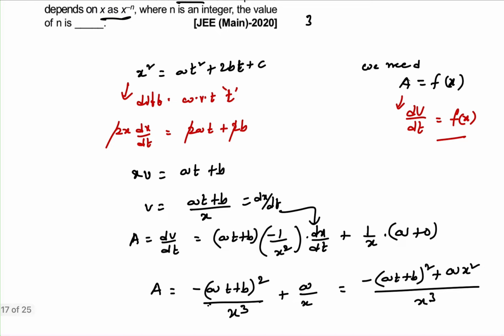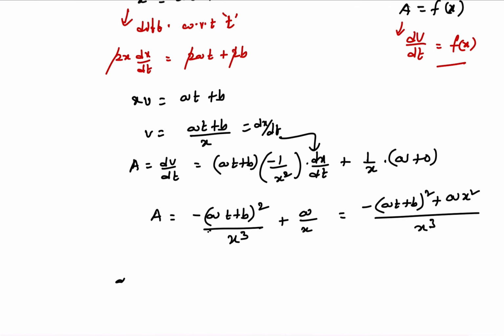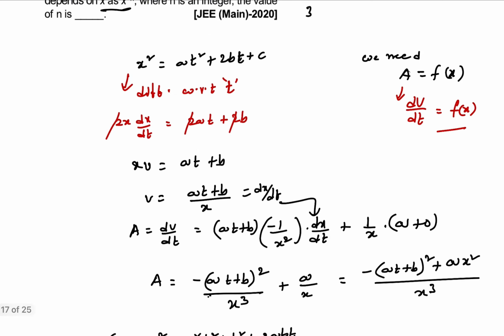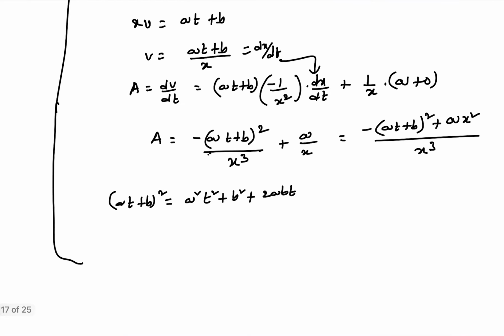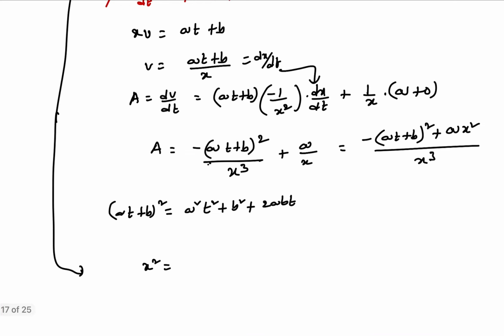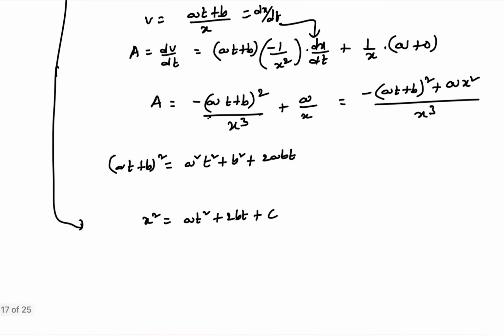You don't want time also. How to eliminate the time? You see here now, only the x value you want. You can write (at plus b) whole square is equal to a square t square plus b square plus 2abt. We have this relation. Just observe the given relation: x square is equal to a t square plus 2bt plus c is there.